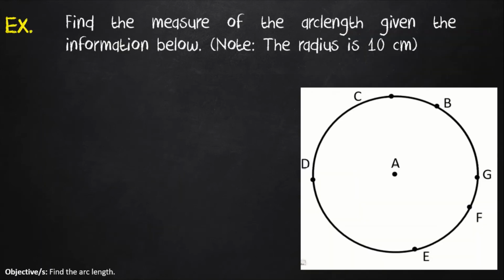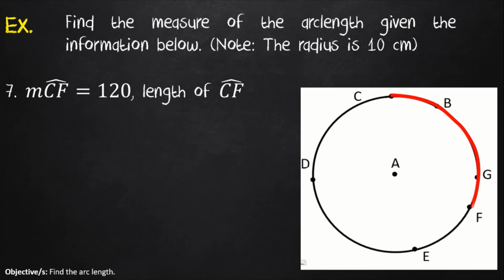Using the same figure, sagutan naman natin yung number 7 dun sa activity. This time, the measure of arc CF, okay, represented by this red mark, is 120 degrees. Now, let us find the arc length of arc CF. Using the formula, we have here again, the arc length is 2 pi r times the quantity A over 360 degrees. R is the radius, and that is 10, given na dito. And A is the degree measure of the arc CF, and that is 120 degrees.